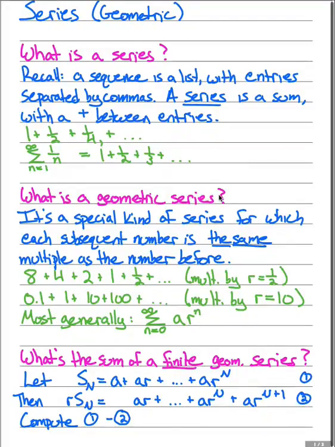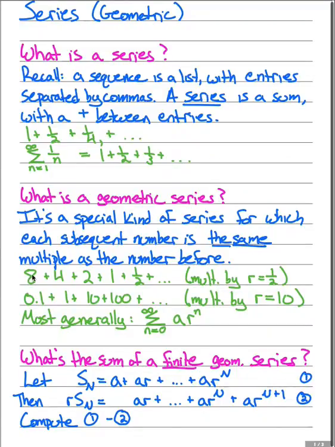A geometric series is a special kind of series for which each subsequent number is some constant multiple, the same multiple each time, as the number before. And I'll often refer to that constant multiple as r. In your book, it might be called something different, but it doesn't matter.